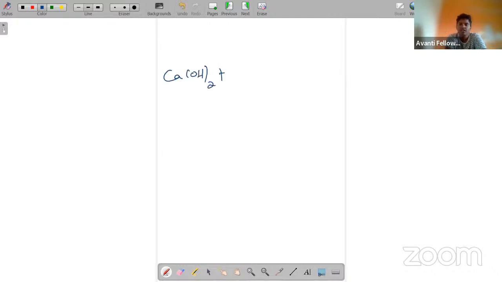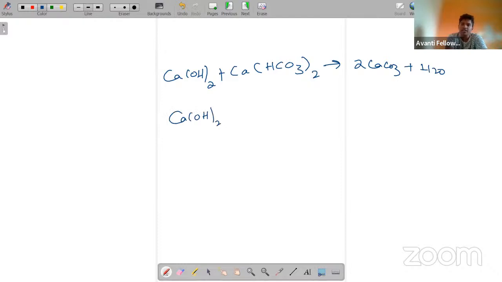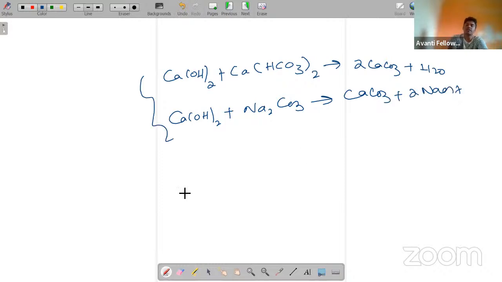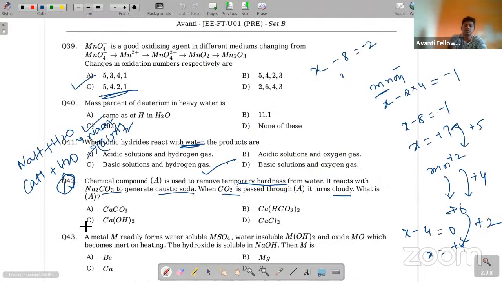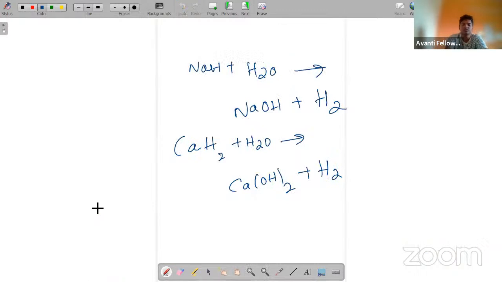Calcium hydroxide upon treating with Ca(HCO3)2 gives rise to 2CaCO3 plus 2H2O. Now, if I react it with Na2CO3, sodium carbonate, you are going to get caustic soda. What is caustic soda here? CaCO3 plus 2NaOH. Okay, these are the reactions. Temporary hardness can be removed by calcium hydroxide. So the answer will be calcium hydroxide. 42, the answer is C. Very, very important from your examination point of view. Okay, so next question, if you see.